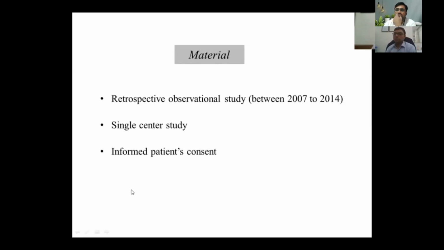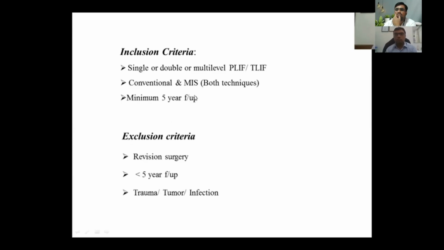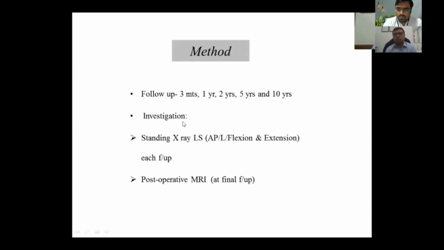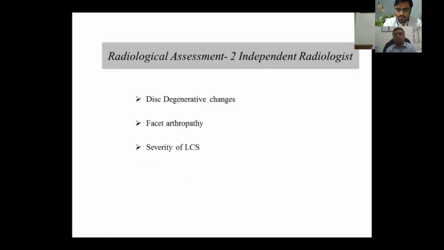Patients operated between 2007 and 2014 are included in this study. All lumbar fusions, open and MIS, with a minimum of 5-year follow-up are included. This is our follow-up protocol in our center. All patients underwent post-op MRI at more than 5-year follow-up.